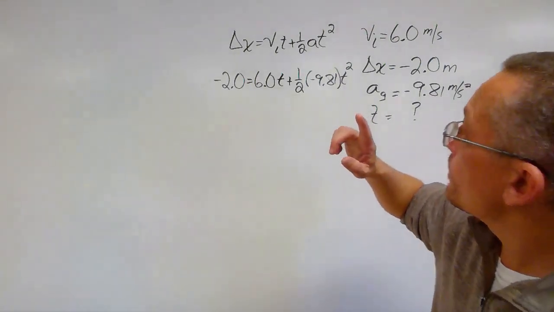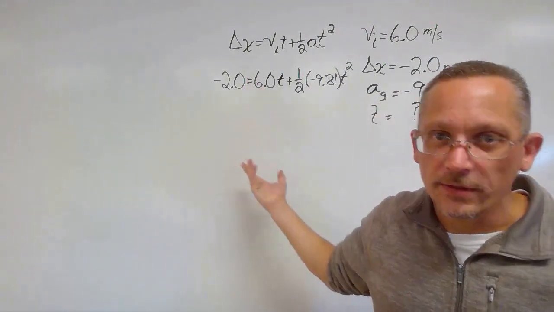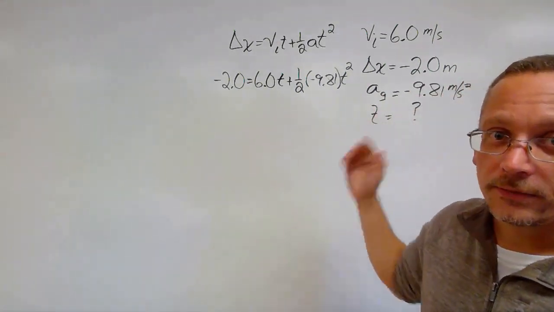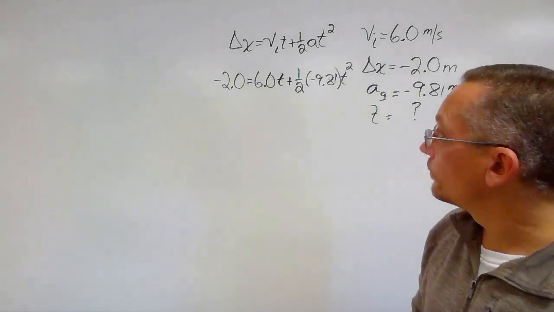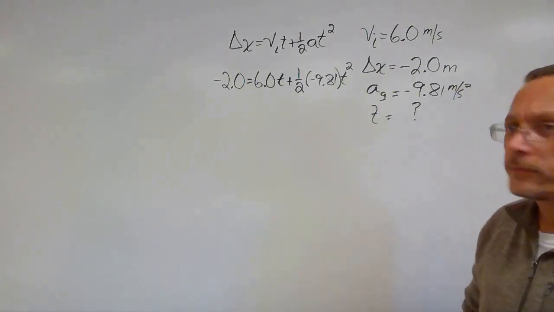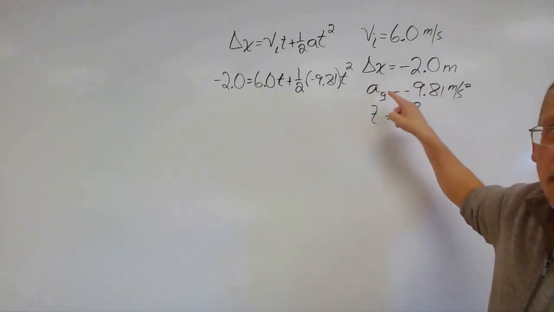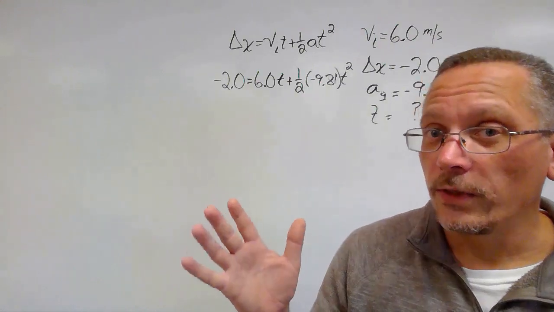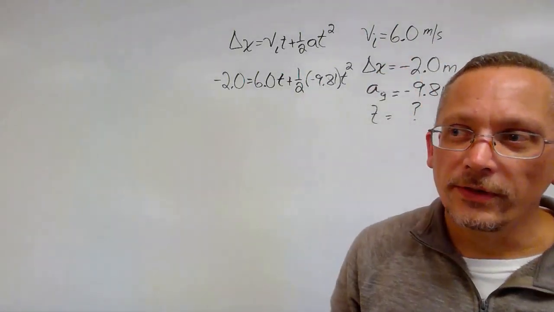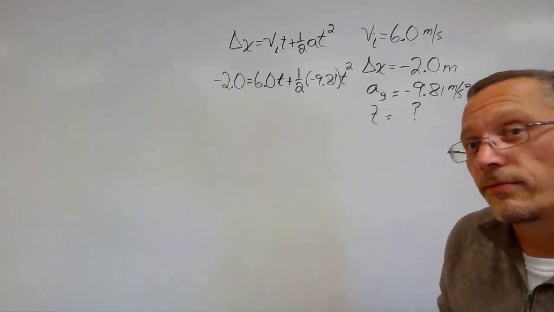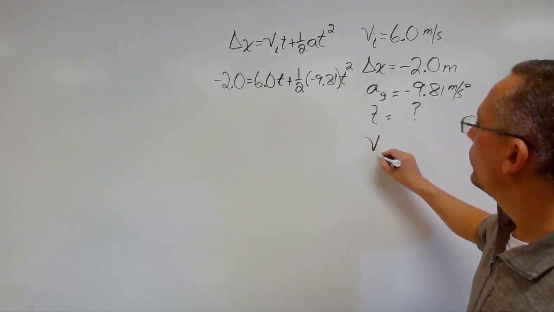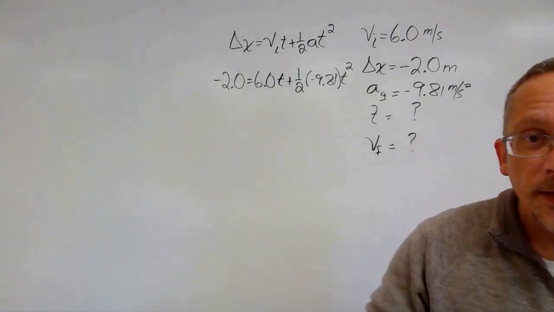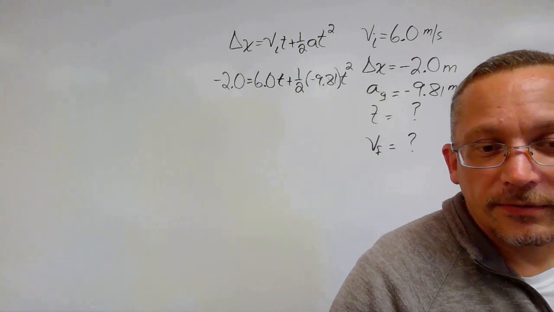Now I see this and I'm like, I don't want to solve that. So I'm going to find something else. The question asked me to find time, but let's find something else. I know VI, I know delta x, I know A. There were 5 different kinds of things that we're working with, right? Here's 4 of them. What's the 5th one? The 5th one was the final velocity. Let's try to find that, and then we'll do a little trick.